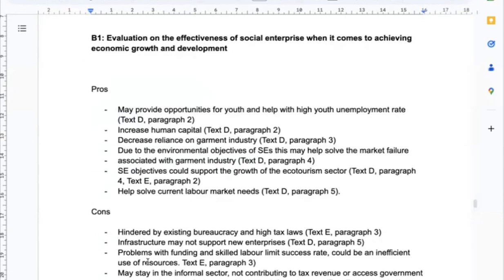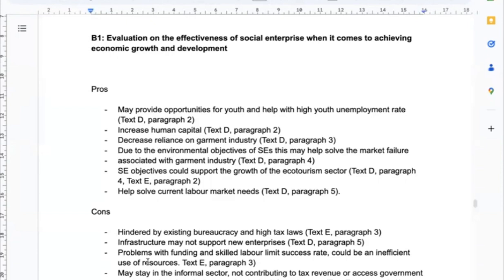Next is about its limitations. The operation of social enterprises are hindered by existing bureaucracy and high tax rates, and the lack of infrastructure may not support new entry of enterprises. Also, the problems with funding and skilled labor limit success rates, which can lead to an inefficient use of resources.